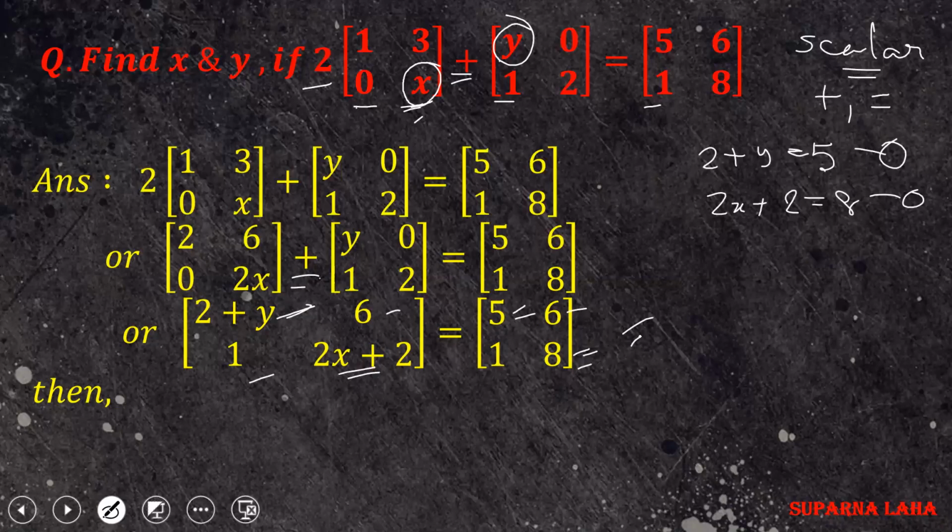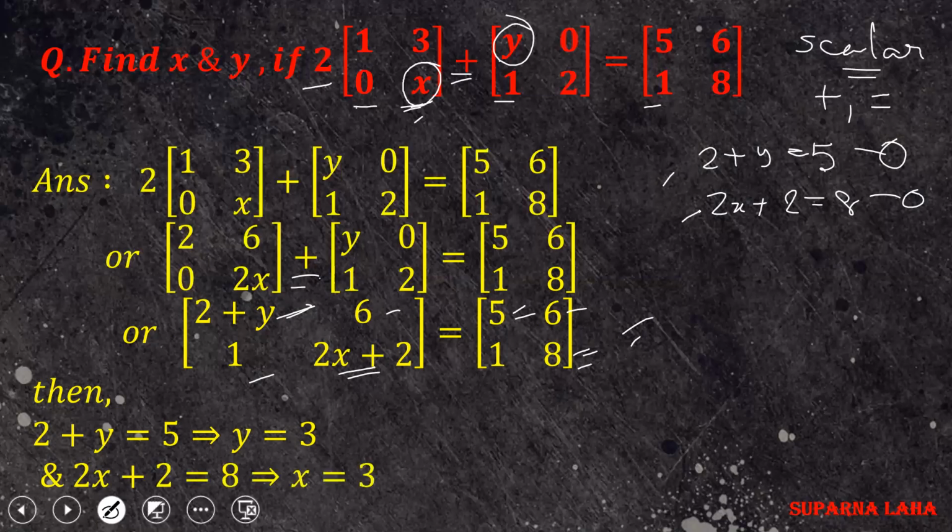So from this one we can find the value of x and y. So let's check the value of x and y. So 2 plus y is given 5, so y is 3, and 2x plus 2 is given 8. That means x is equal to also 3. So this is your answer. X is also 3 and y is also 3.